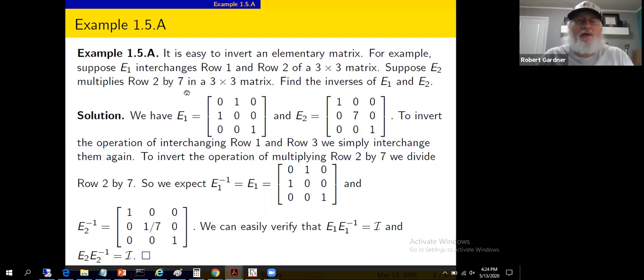We didn't illustrate adding one row to another, but hey, how would you undo adding twice row 1 to row 2? By subtracting twice row 1 from row 2. So it would be a similar type manipulation of the corresponding elementary matrices.